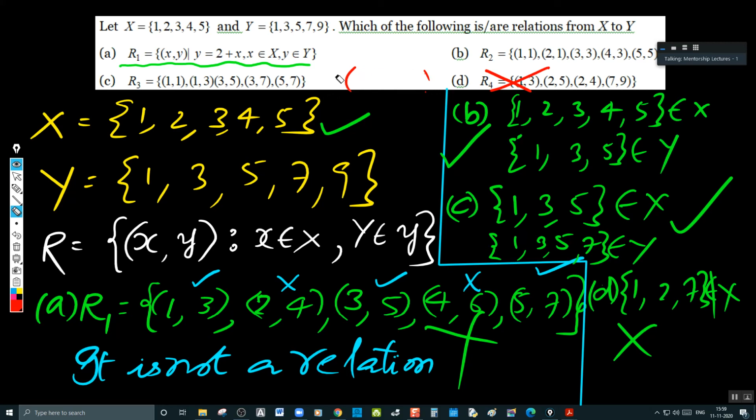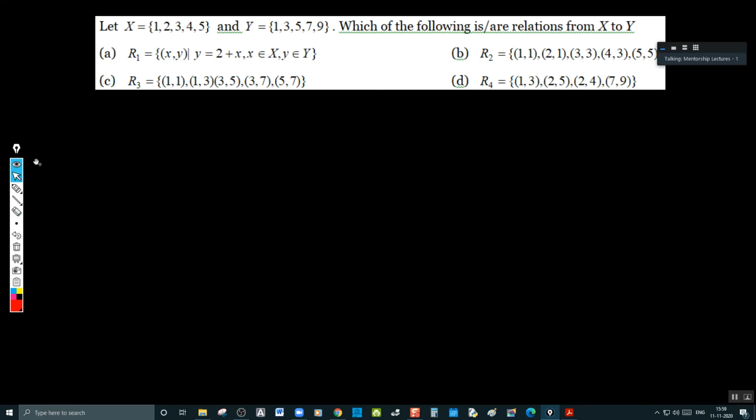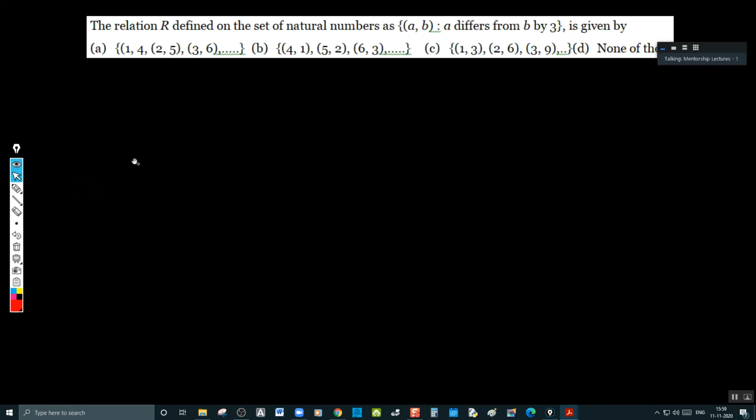But in Advanced, we will be writing it as B, C. You will have both the options right in this case. Okay, now let's move on. Now, when it is done with, let me close this. The relation R defined on the set of natural numbers A, B.